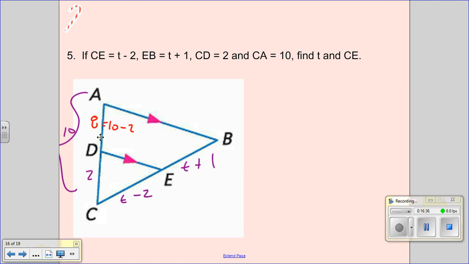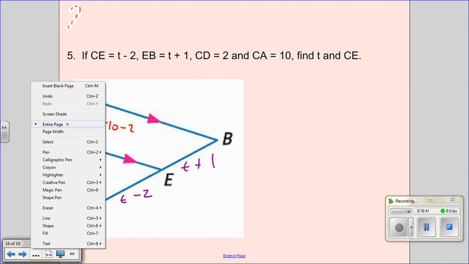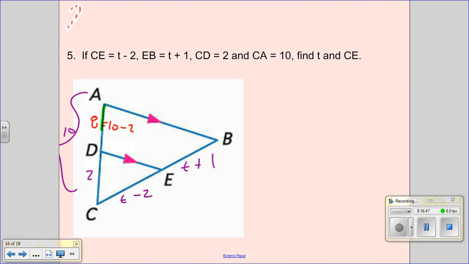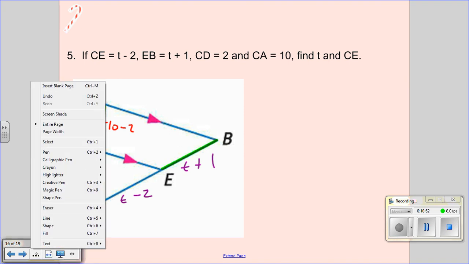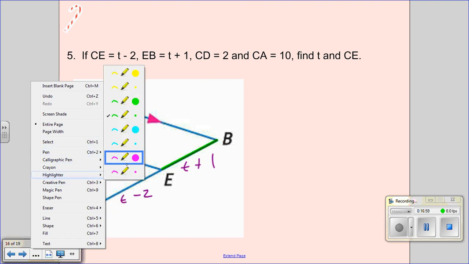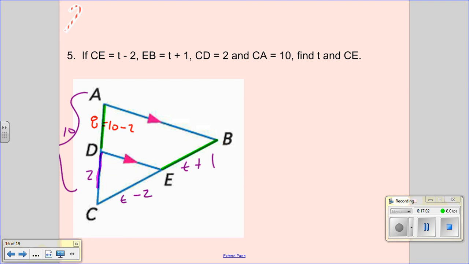So now you could do part over part equals part over part. So I'll highlight the parts that will work, and you need to finish the problem. So these 2 parts are proportional, the green ones. And these 2 parts are proportional. So now you can finish the problem. Find t and find CE.